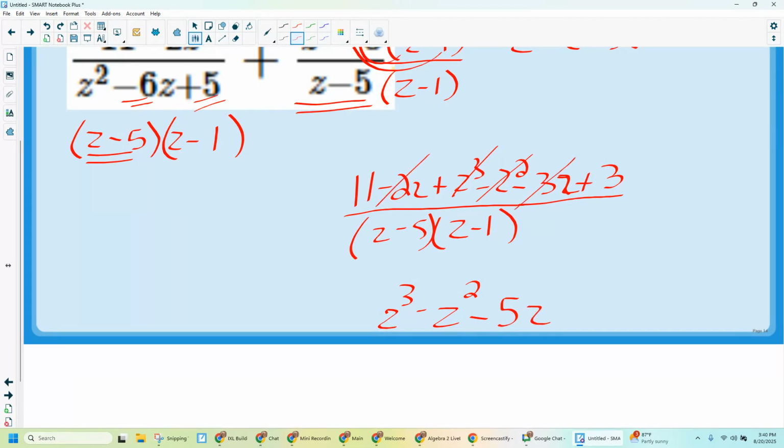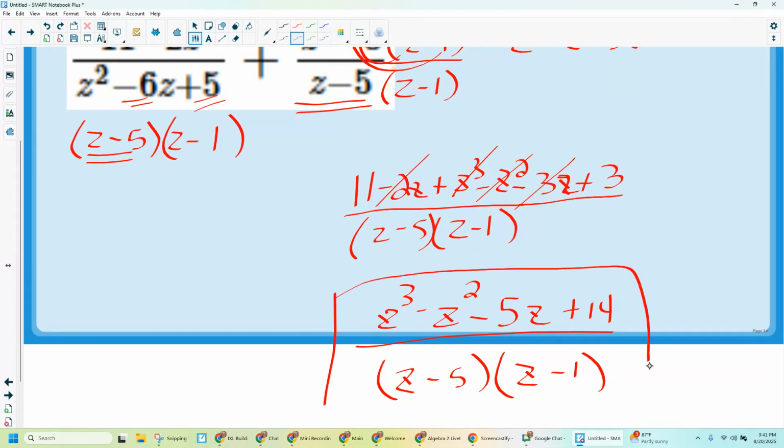I don't like z's, they look like 2's. Maybe I should just put a little crossbar in there, so you'll know those are z's. Let's do that. And then 11 plus 3 is plus 14. All of that is going to be over z minus 5 times z minus 1. Now, if the numerator could be factored by grouping, I would do that, but I can tell that it's not going to factor by grouping. So this is going to be my final answer.